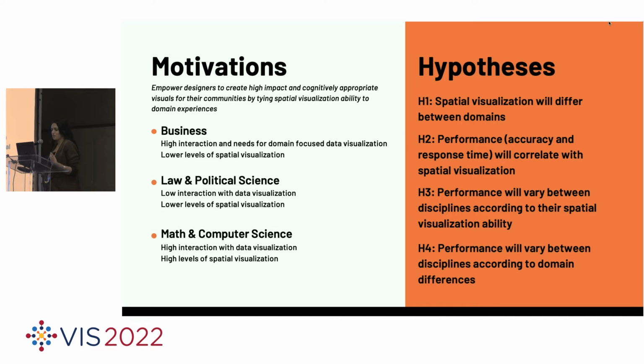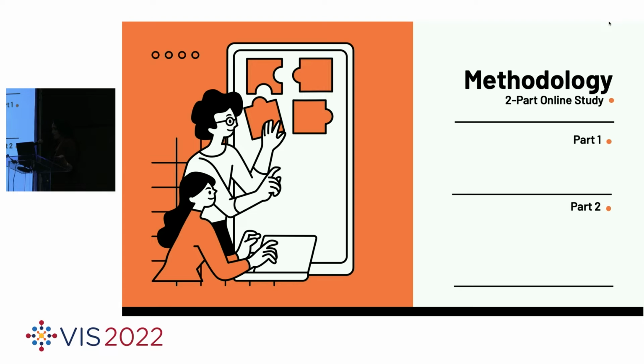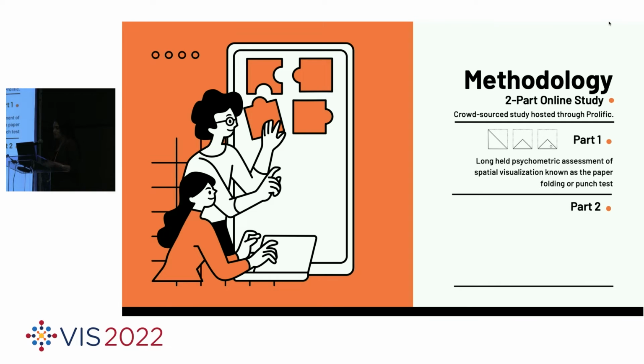What are they thinking before they get to an interaction? So to test our hypotheses, we came up with a 2-part online study that we crowdsourced and hosted through Prolific. The first part was a long-held psychometric test of spatial visualization. It's called the paper folding or punch test, wherein a piece of paper is folded and then a hole punched, and participants are asked to unfold the paper in their mind and imagine what it'll look like.